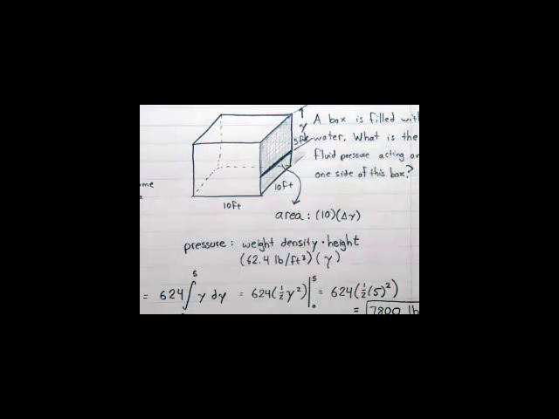Does that make sense? Because if we increase the y right here, what's going to happen to the overall value of this? If I keep multiplying it by 62.4, it's going to increase, right? So as y increases, the pressure increases. That has to be the case, right?